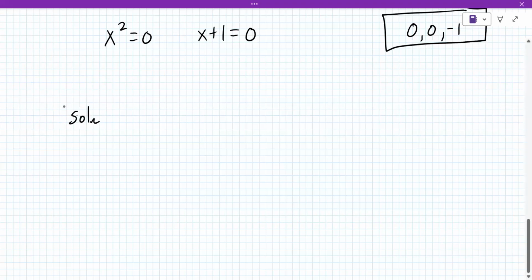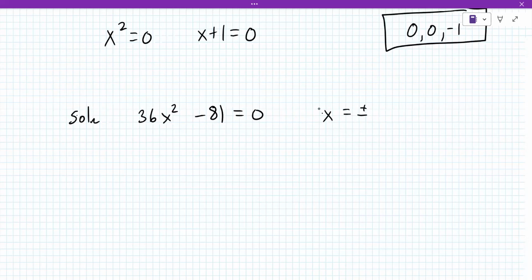All right, so let's do another one here. Let's say I ask you to solve 36 x squared minus 81 equals 0. So that would be, these are square roots. It'd be 6x plus 9, 6x minus 9, right? So keep going. Yep. Okay, so then negative 3/2 and positive 3/2. Yep, plus minus 3/2. That's what I got.